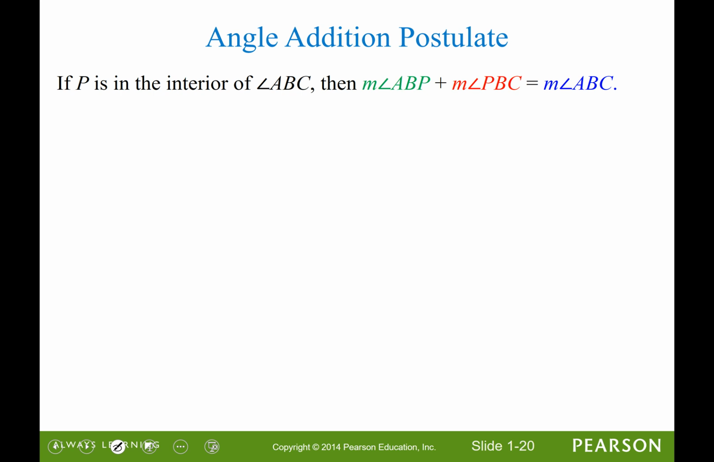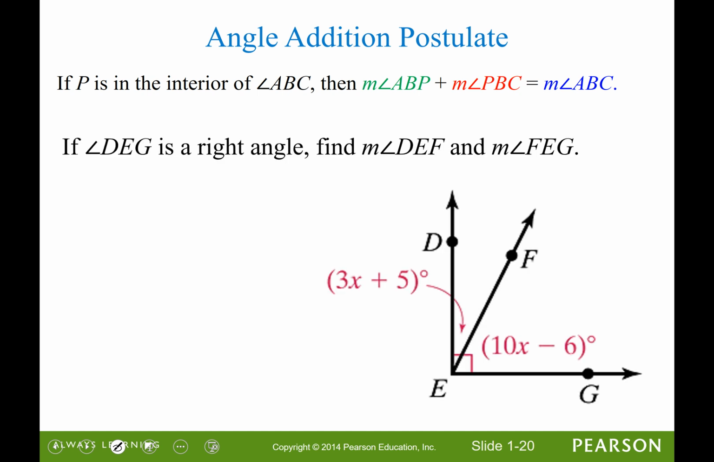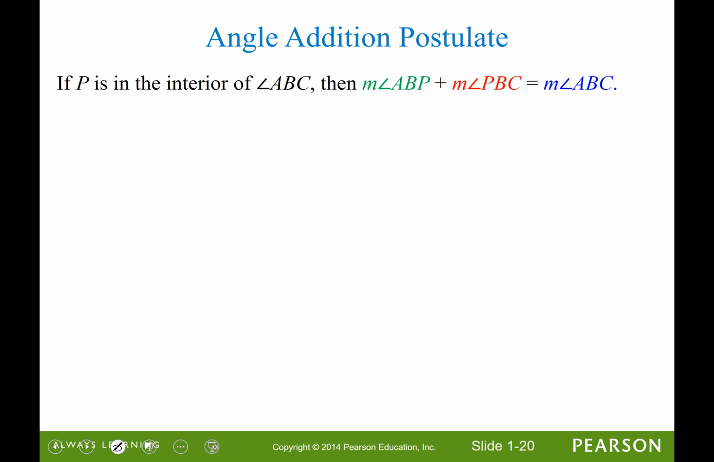All right, so the postulate says if P is in the interior of angle ABC, then the measure of angle ABP plus the measure of angle PBC equals the measure of angle ABC. Let's get a visual on that. Oh, they didn't draw one for us. Let's draw it ourselves then. All right, so let's say we have this angle ABC.